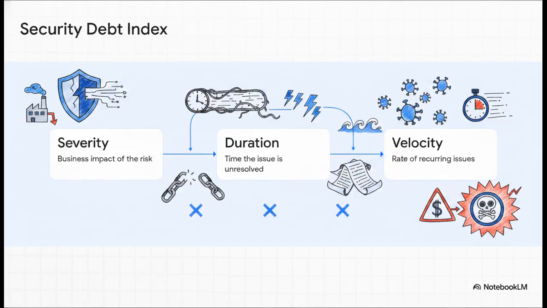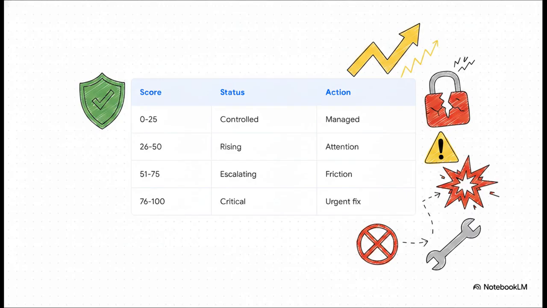So how do we actually put a number on this so the leadership team understands it? We use the Security Debt Index, or SDI for short. It's a simple but incredibly powerful formula. You just multiply the severity, which is the business impact of the risk, by the duration, how long the issue has been ignored, by the velocity, which is how fast similar new issues are popping up. Once you do the math, you get your score. And this gives boardrooms a very real, tangible way to see exactly where they stand.